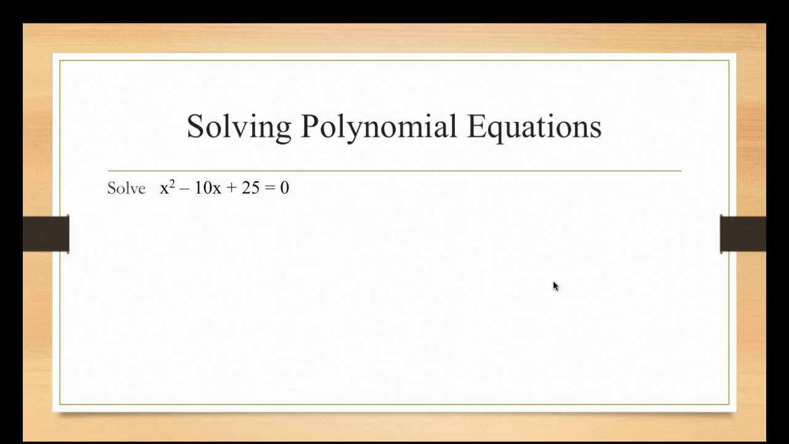Please take a moment to pause the video and try to solve for x. Okay, so product sum: what could you multiply to get 25 and add together to get negative 10? Negative 5 and negative 5, so x minus 5, x minus 5. There's no need to set both of these equal to 0 because x is just going to equal 5. So don't put x equals 5 and 5. X equals 5 will be good enough.